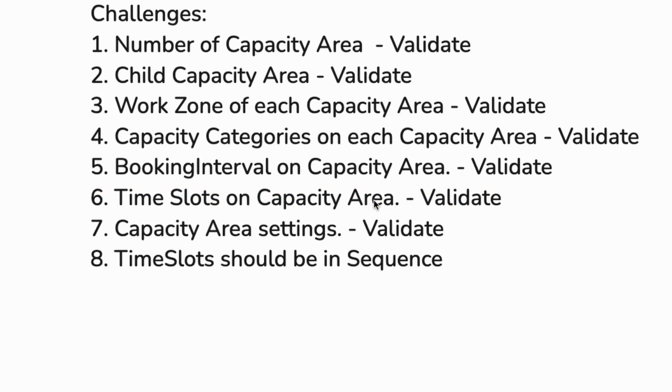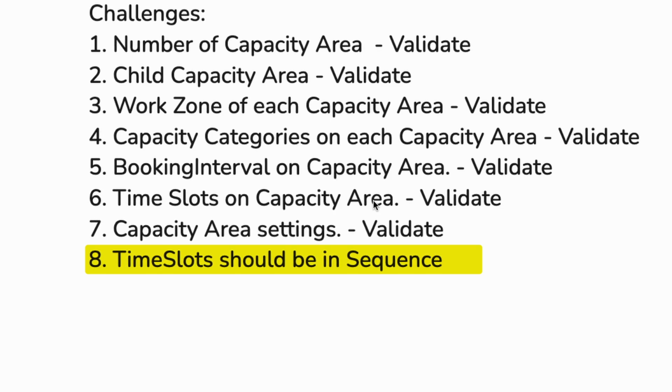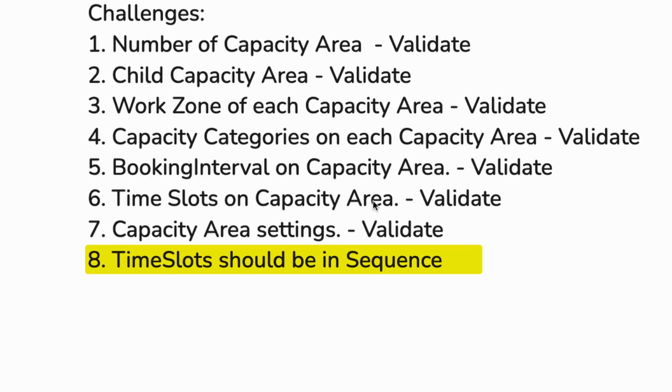The last one is time slot sequence. If you have not created your time slots in a sequence, for example, 12 AM, after that 1 AM, after that 2 AM, then it will not reflect properly in the booking API. So the time slot ID should be in sequence, then only it will reflect in a sequence in the response.